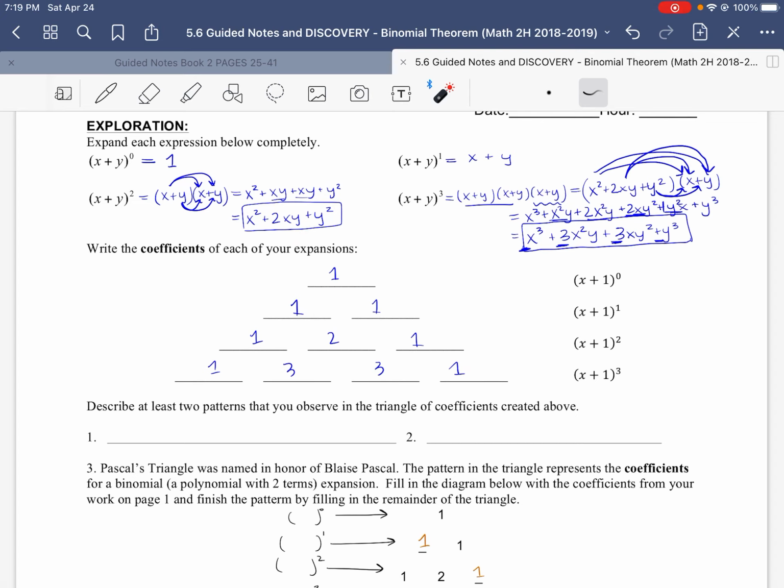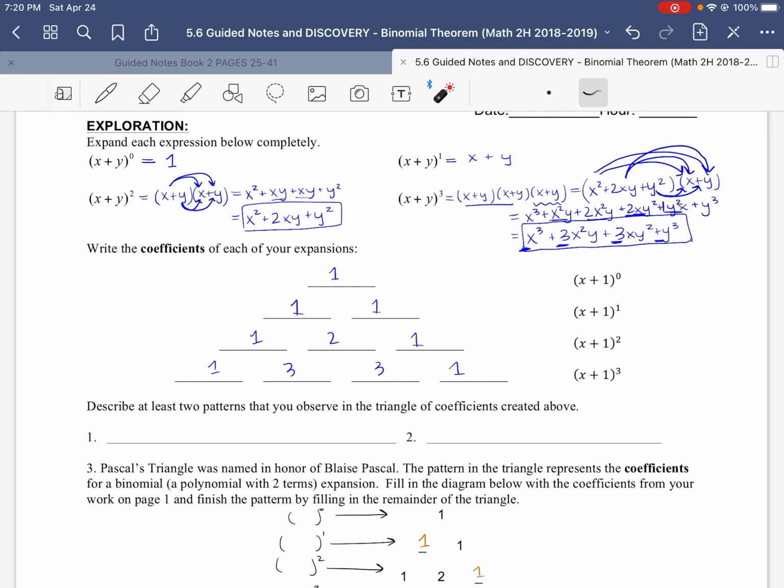Notice here over in the expanded binomial to the third power, kind of the same idea. You have x, that first piece of your binomial, raised to the third, then it's raised to the second, then it's raised to the first, and then it's gone. Your y value is raised to the third, to the second, to the first, and then it's gone.